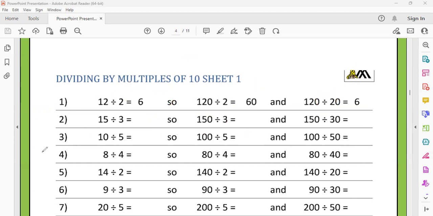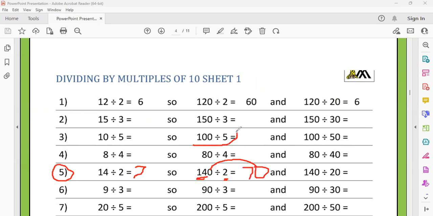Now let's do one more question before we move on. Let's do number 5. 14 divided by 2 is 7. Now 140 divided by 2. So what you do is immediately put the 0 first. Then work with the 14 divided by 2 and you will get 7.